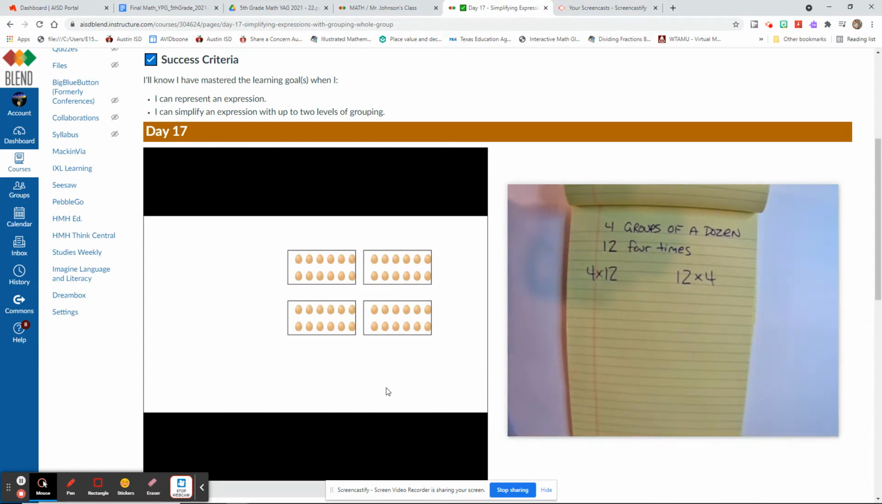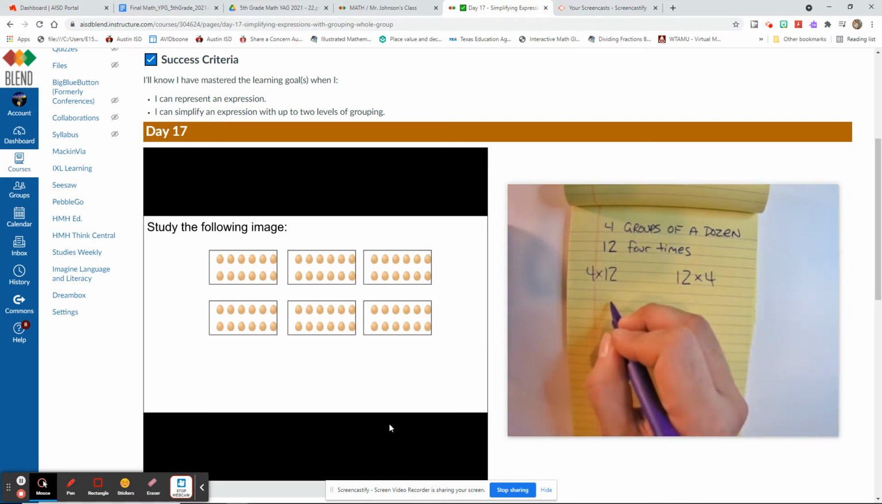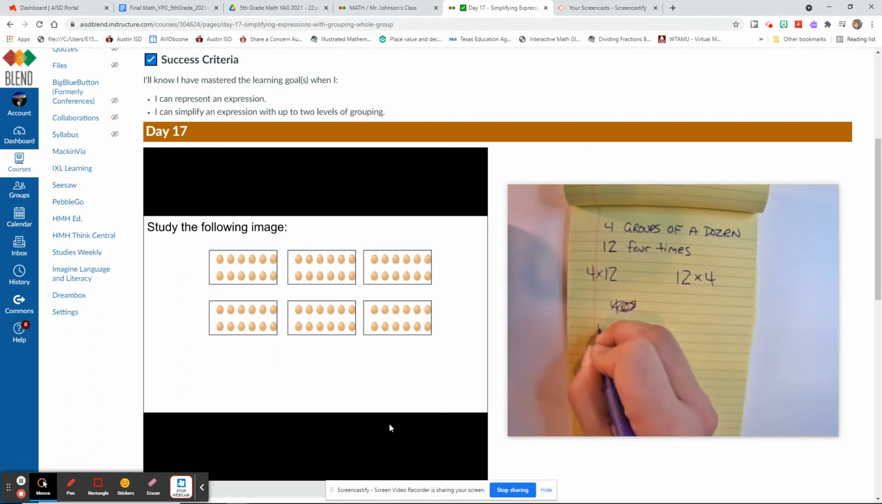Let's see what they want us to see now. Study the following image. We did. We saw 4 groups of 12, or 4 groups of a dozen, or we saw 12, 4 times. Oh no, they changed it up on us. So now it looks like we're getting 4 groups of 12. Oh, I should write this in words first. Okay, 4 groups of 12.